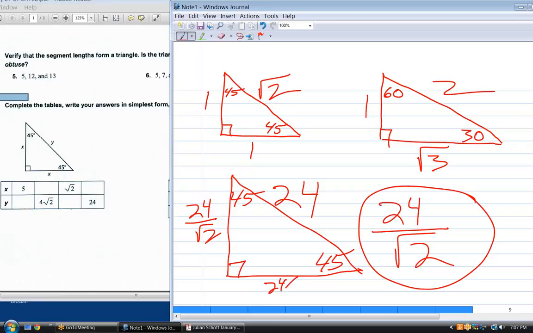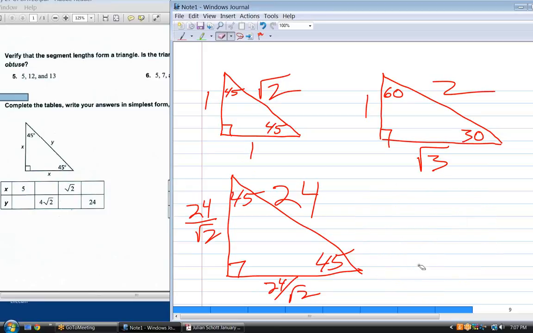Okay. Now, there is something wrong with those answers. What is it? What's wrong with 24 divided by root 2 mathematically? Why can I not give that answer? It's got an irrational denominator. Okay. Root 2 is an irrational number. All right. Mathematics does not like irrational or imaginary numbers in the denominator.